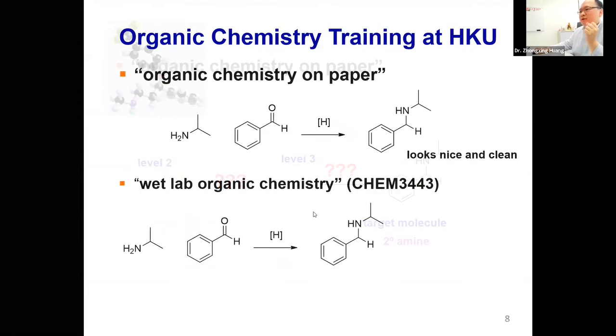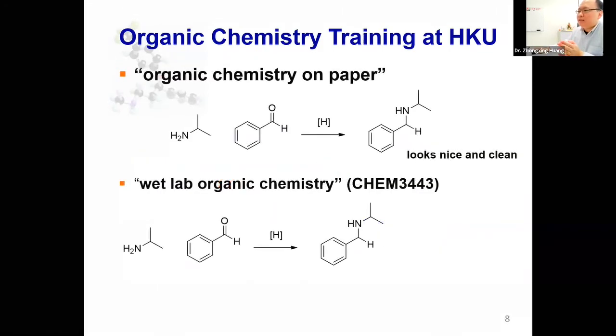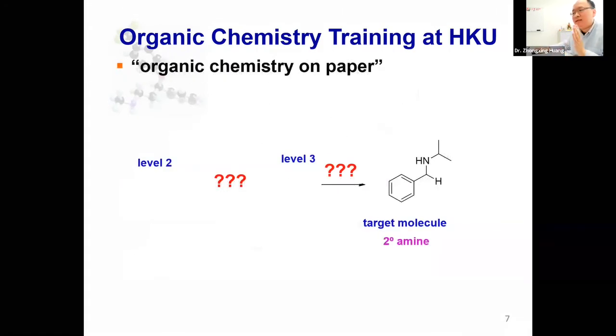The third level is that we tell you that we want to make a secondary amine, which is this structure we want to make. Then we won't tell you anything else, but you have to figure it out yourself. You have to use your knowledge, your practice, and all the things you have learned in the course, in the lectures, in the tutorial session. Then you have to figure out all these conditions and the starting materials, okay? That's the level we ultimately want to achieve.